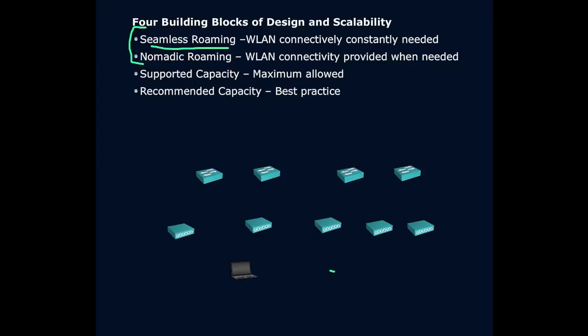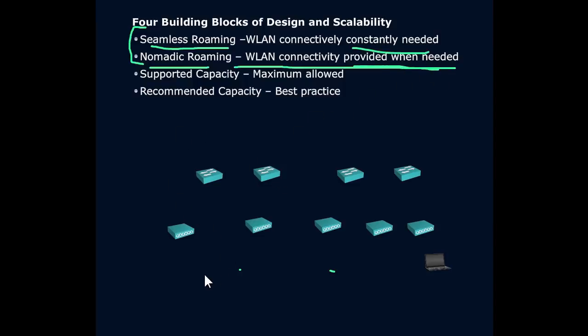I want my devices to just roam seamlessly across this network and never lose access. That's been our goal so far. That's called seamless roaming. There's also the idea of nomadic roaming: wireless LAN connectivity provided when needed. So constantly needed versus on demand.